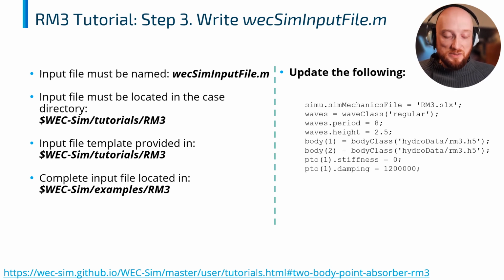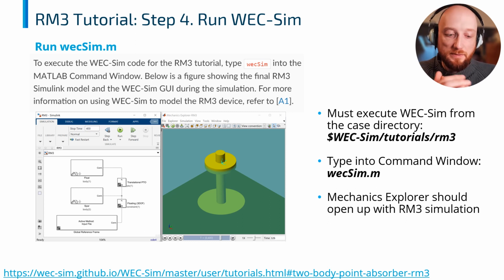But if you want to work through the tutorials, you have to look at these variables that are listed on the right and add this information so that you've got the correct name for the SLX file, that you're defining the regular waves, you're defining the regular wave period and height, you've got the correct path to the H5 file, and then you've got some values for the PTO stiffness and damping as well. Once you've filled in all of that data, you're ready to run WEC Sim. So you can just type WEC Sim into the command window. You have to be in the RM3 directory in order for this to work.